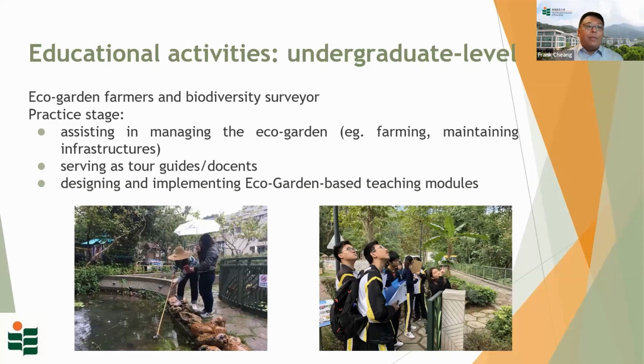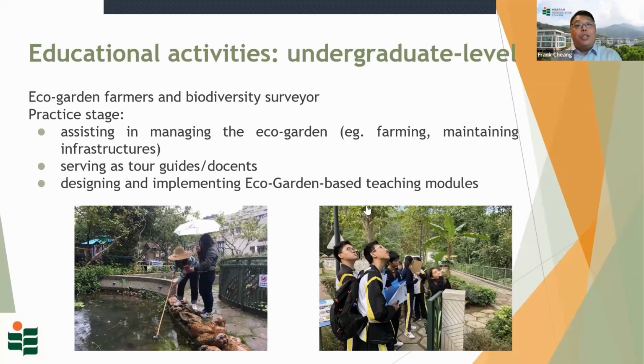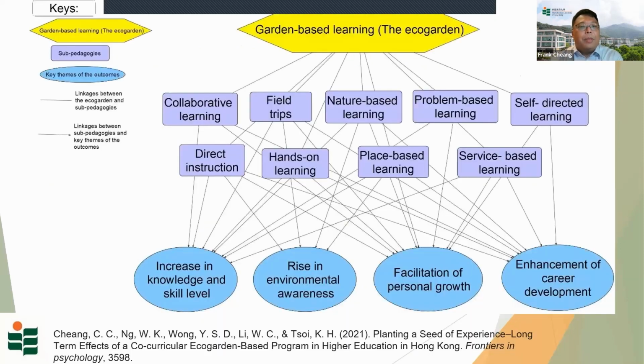Many of them also have a trial to design and implement some teaching modules as well, which is largely beneficial to their future career development. So this program is quite successful, and that's why we have published a paper to report the findings.